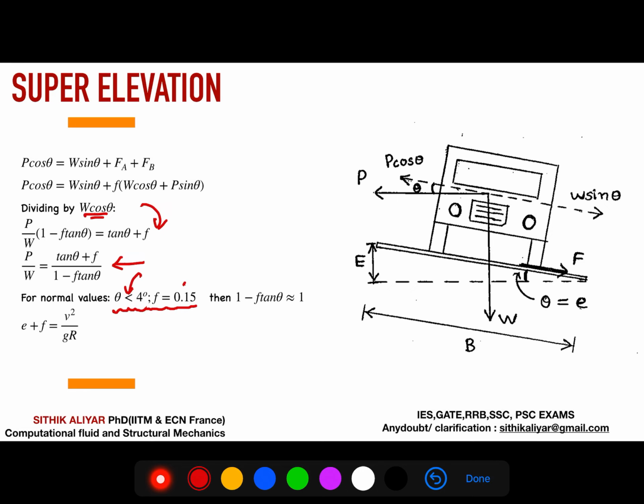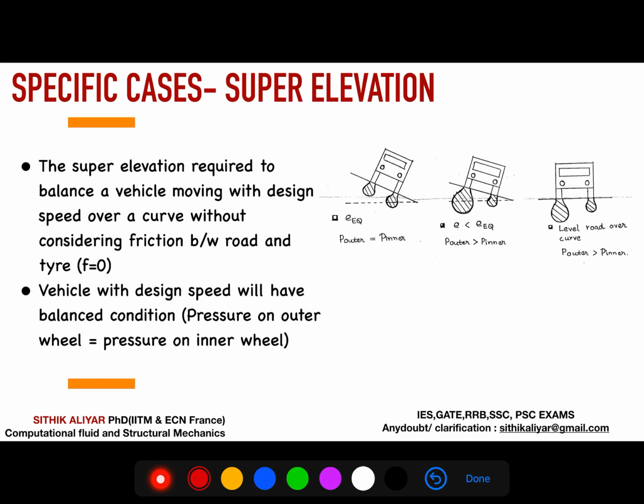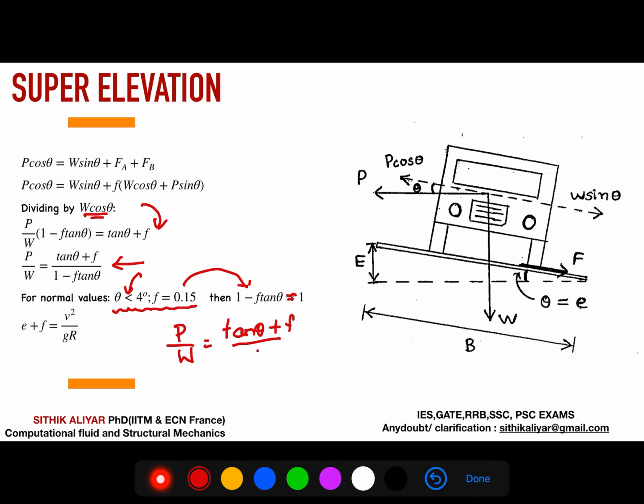If you substitute in 1 minus f tan theta, you will have a value of approximately 0.99, which is approximately 1. So you can consider the denominator, tan theta plus f, as 1. Then tan theta is nothing but E, friction is f, and P by W is nothing but V square by gR, the centrifugal ratio. So this is how you got this answer.